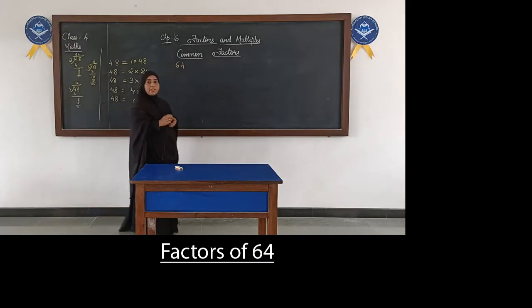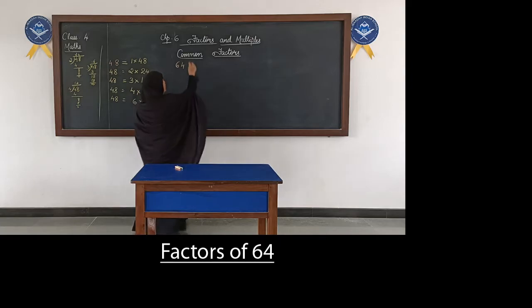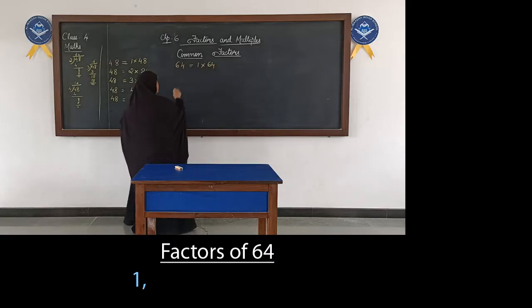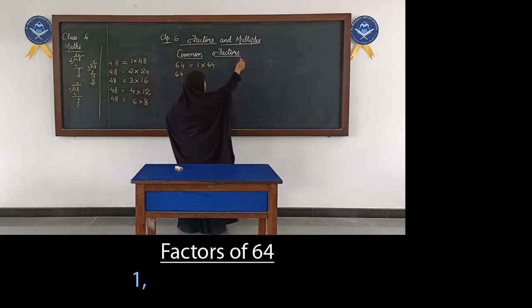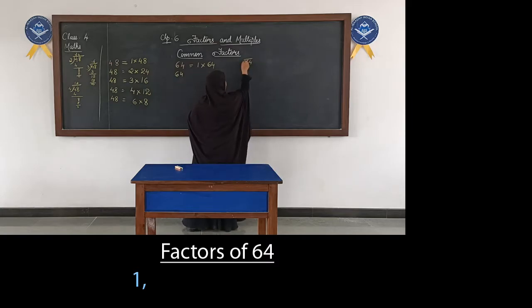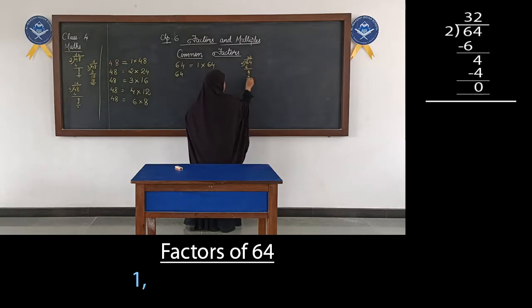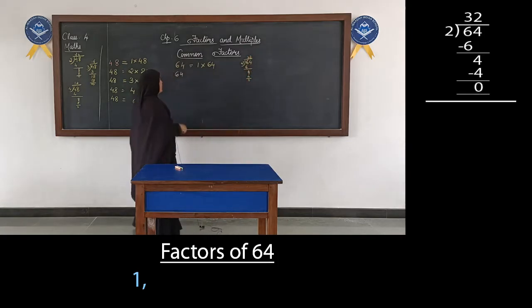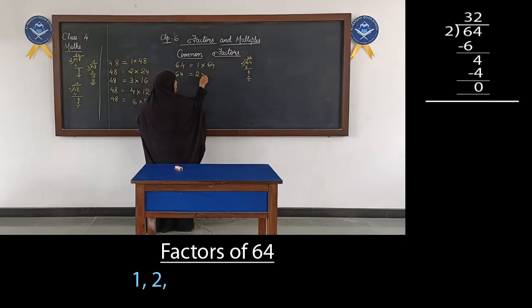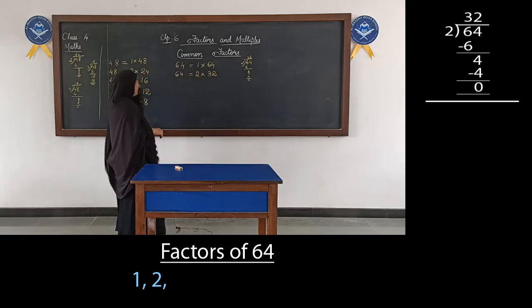First we will find the factors of 64. Now we start with 1. 1 into 64. Both 1 and 64 are the factors of 64. We will try for 2. Let us divide 64 by 2 and see. 2 3s are 6 and 2 2s are 4. Yes, 2 is a factor of 64 because it divides 64 completely without leaving any remainder. 2 into 32. Fine.